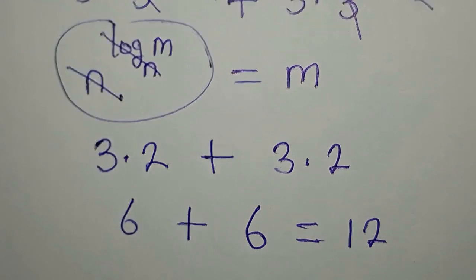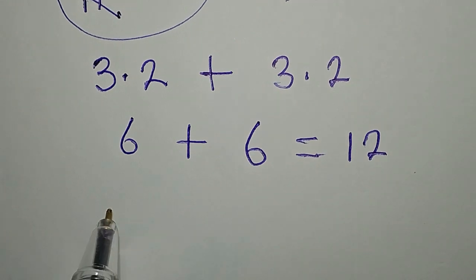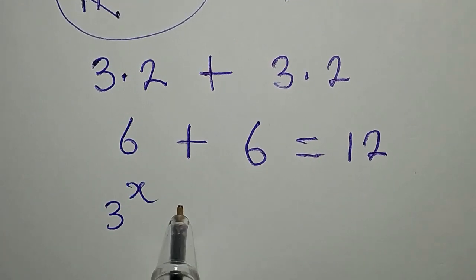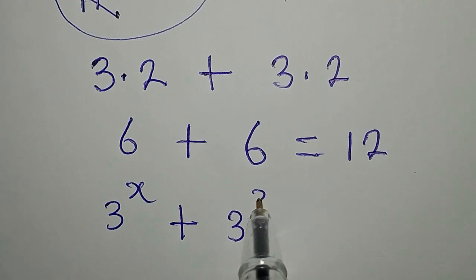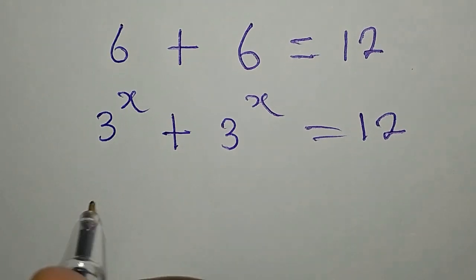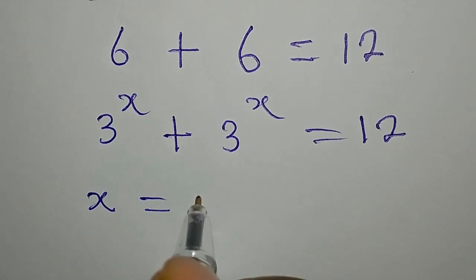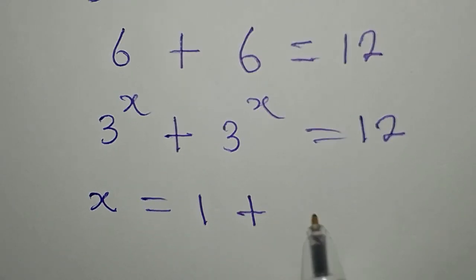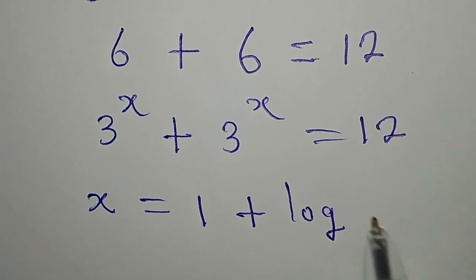And in case you have forgotten, the original equation is 3^x plus 3^x equals 12. So this means that we are very correct to say that x is equal to 1 plus log 2 to the base of 3.